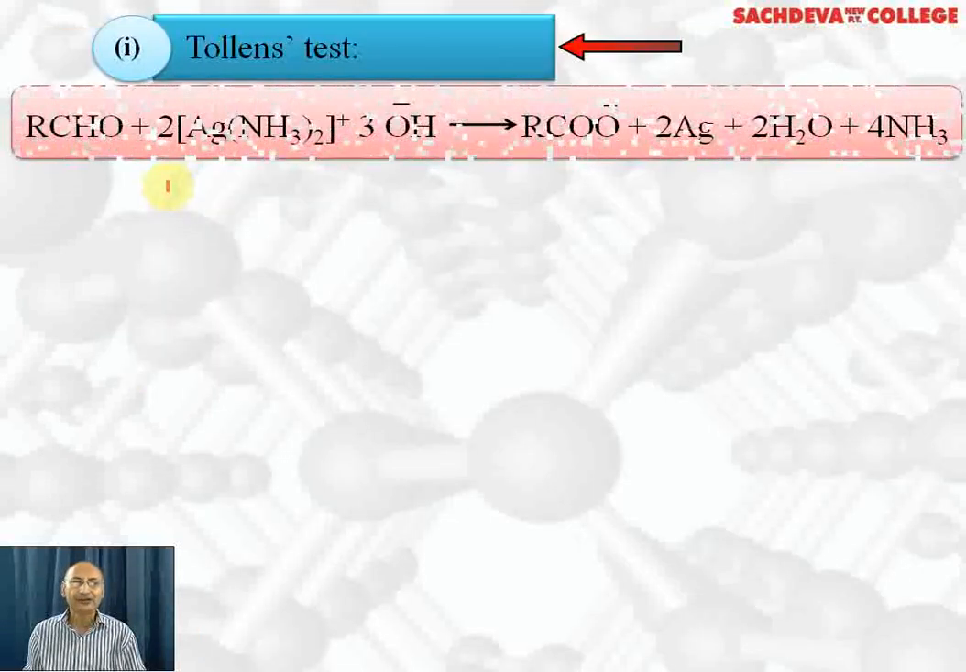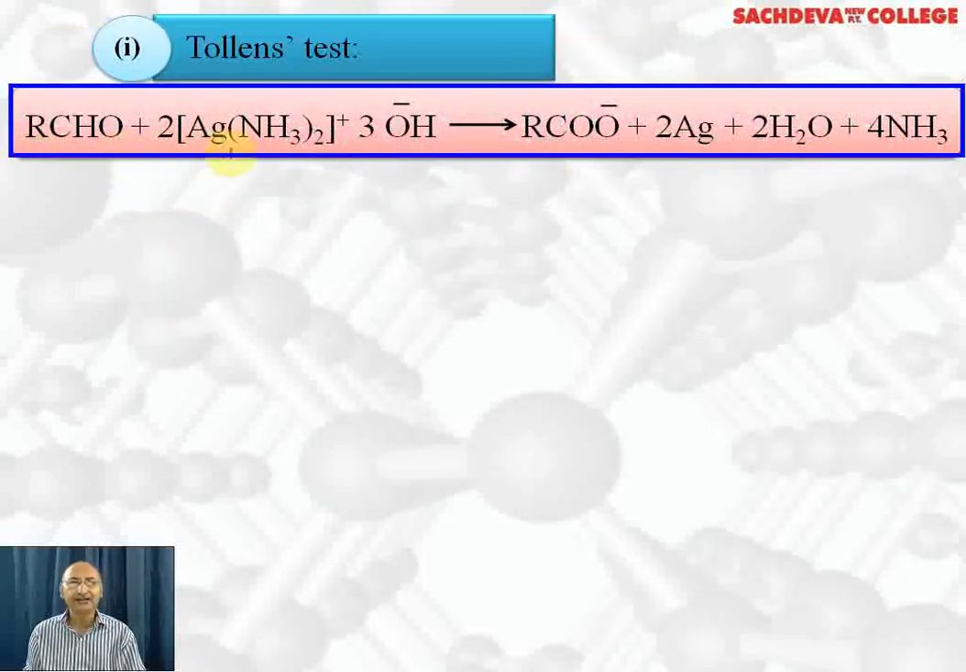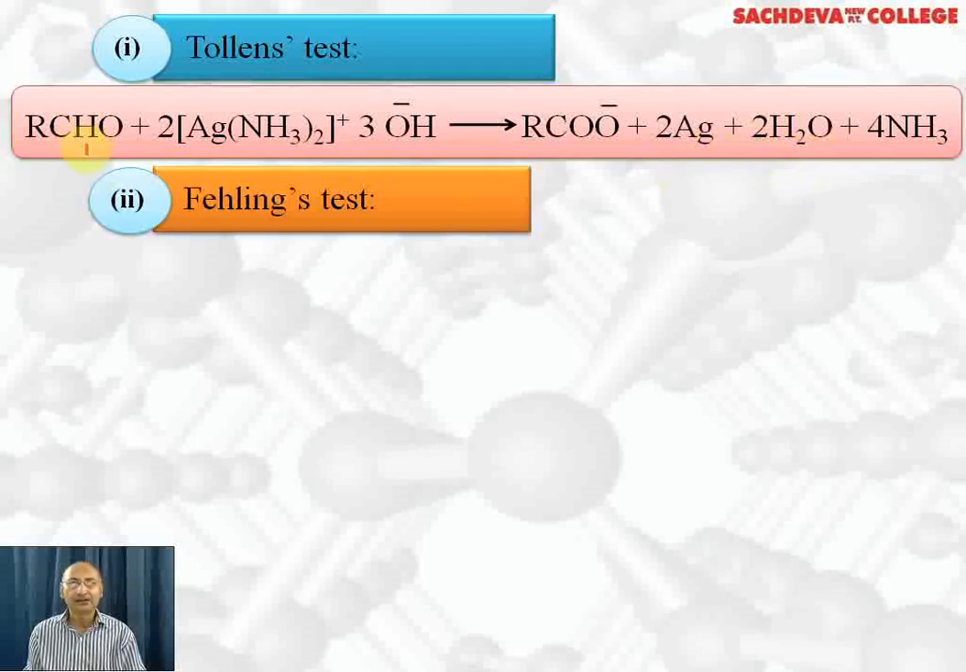Now we are taking the Tollens reagent test. Aldehydes react with Tollens reagent in basic medium. The aldehydes get oxidized to acid, so these are the ions formed by the acid, plus a silver mirror is formed. Ammonia gas is liberated and water is formed. This is called the silver mirror test, which is shown by aldehydes. Benzaldehyde reacts with Tollens reagent only on heating because it is a weak reducing agent.